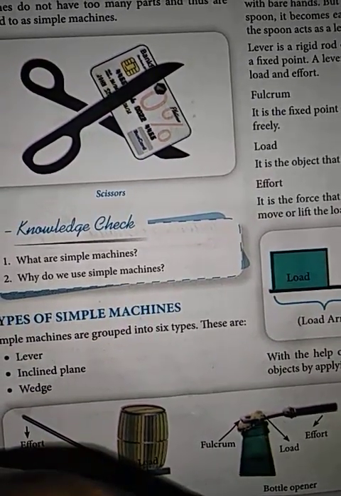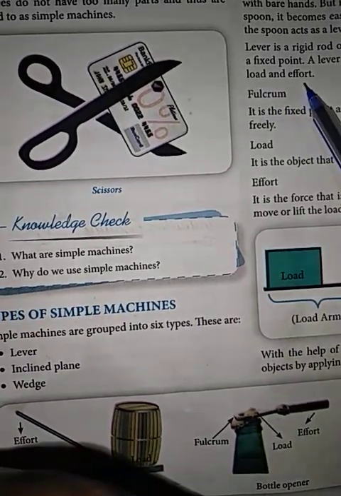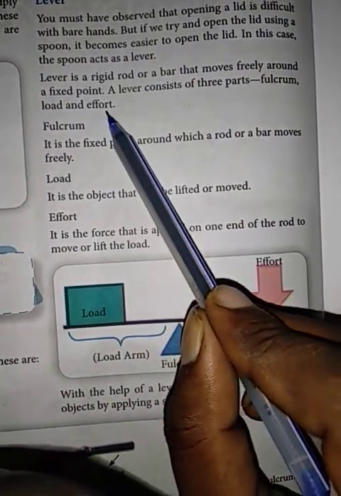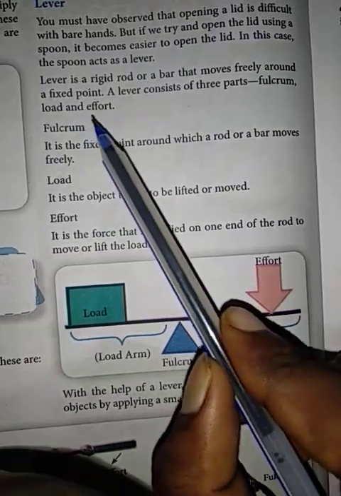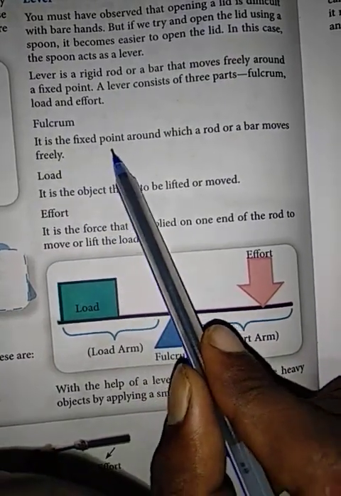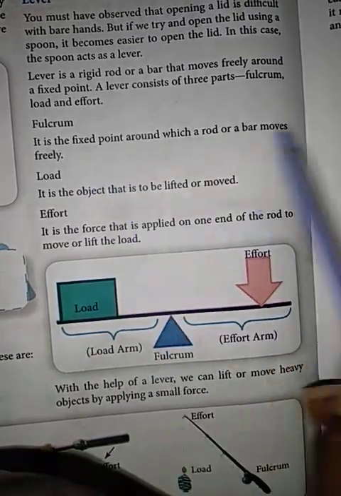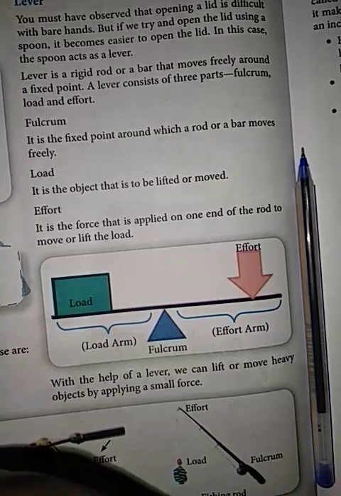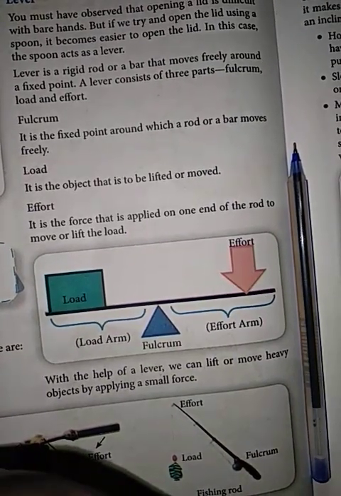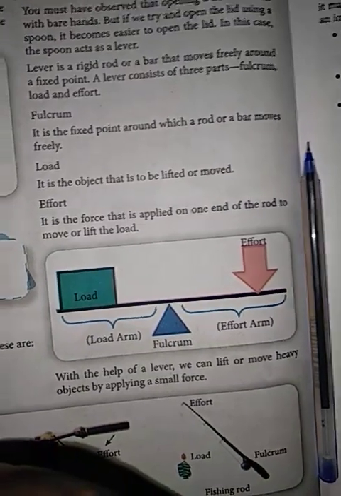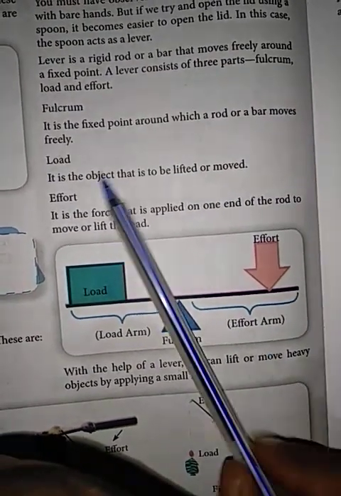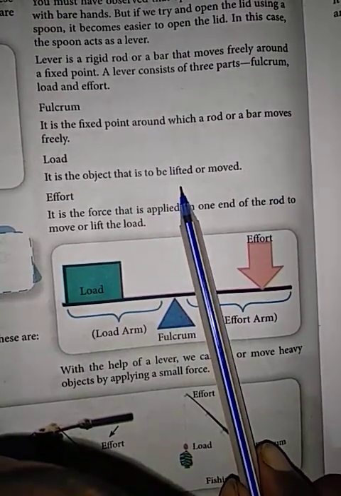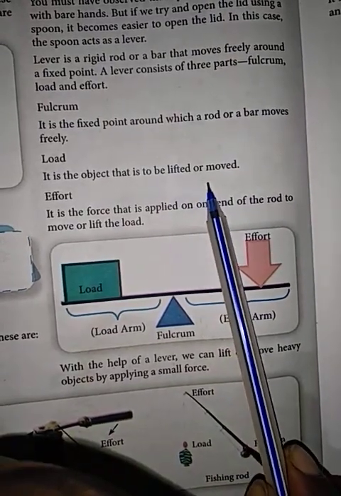A lever has three parts: fulcrum, load and effort. What is the fulcrum? It is the fixed point around which a rod or bar moves freely. The point around which the lever moves freely is called the fulcrum. What is load? It is the object that is to be lifted or moved. The object which is to be lifted or moved is called the load.